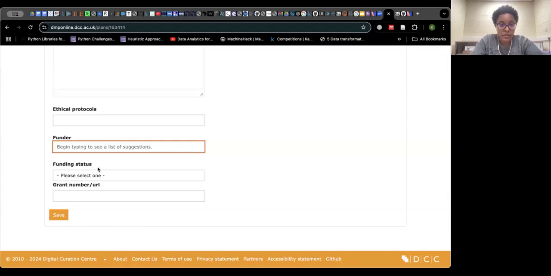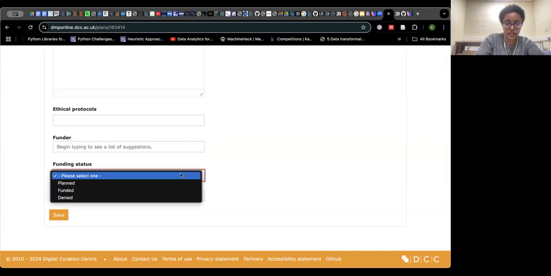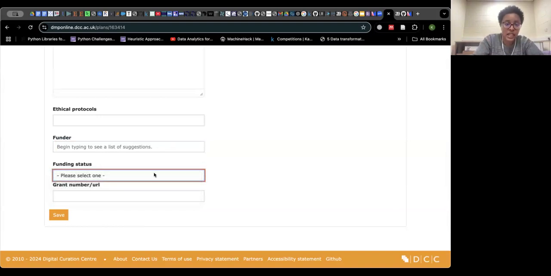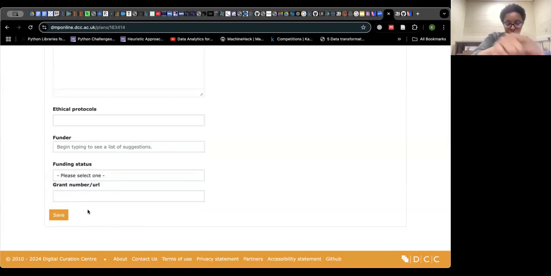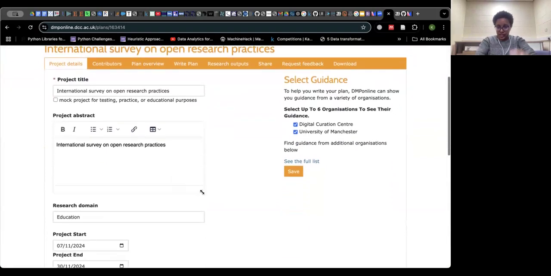Funder, you have to put their information on there. Most times funders also have DOIs. So you would put in their information there. The funding status, if you know, you just put it on there. This is information again that you can get from your PI or your supervisor. And funding institutions also usually have a grant number, so that you just put there. When you say save, it saves your plan on there.